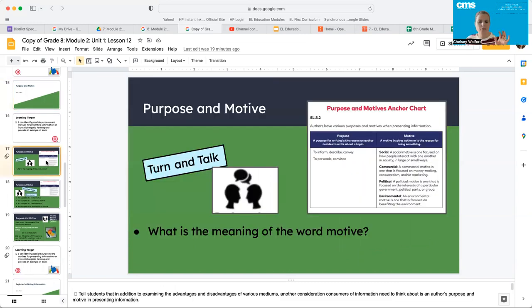So looking at our purpose and motives anchor chart, I want you to turn and talk. What is the meaning of the word motive? Turn and talk. What is the meaning of the word motive?